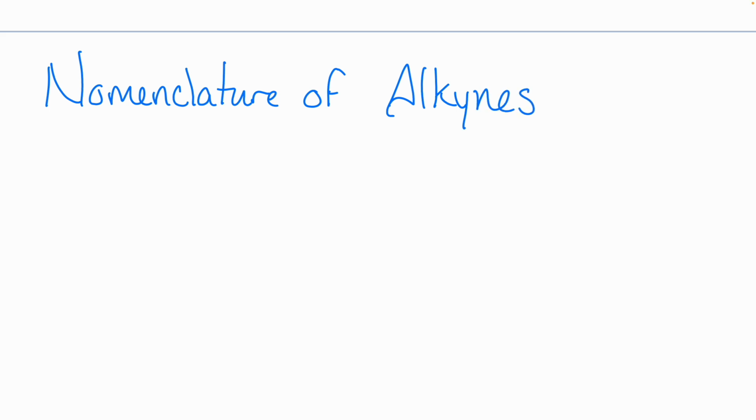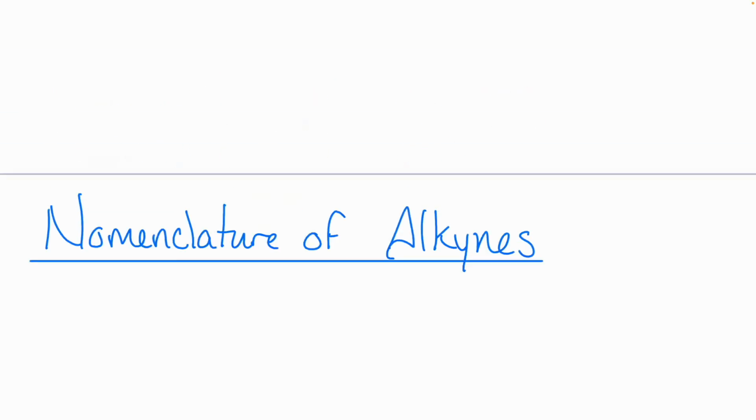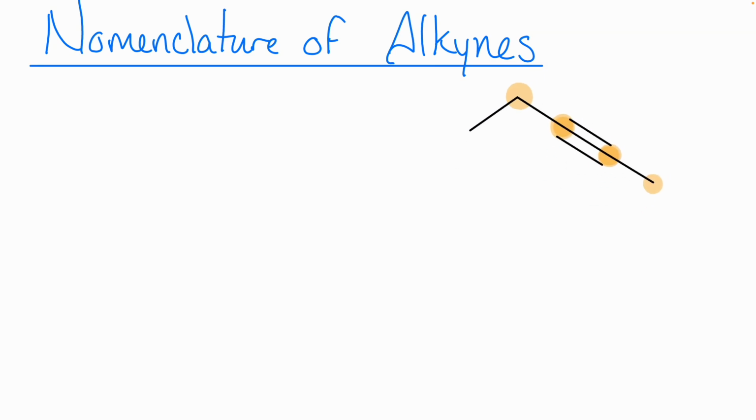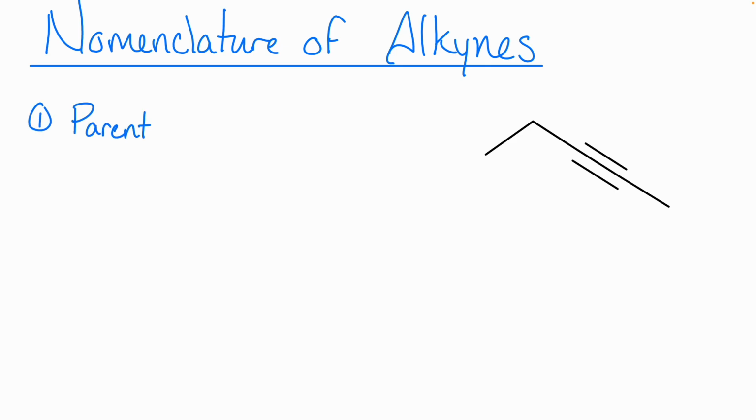Okay, we got a new functional group. So the first thing we're going to do is learn how to name that functional group. Let's just go ahead and take that example that we had up here. All right, I'll get rid of my colors. Cool. What's step 1? Parent chain.